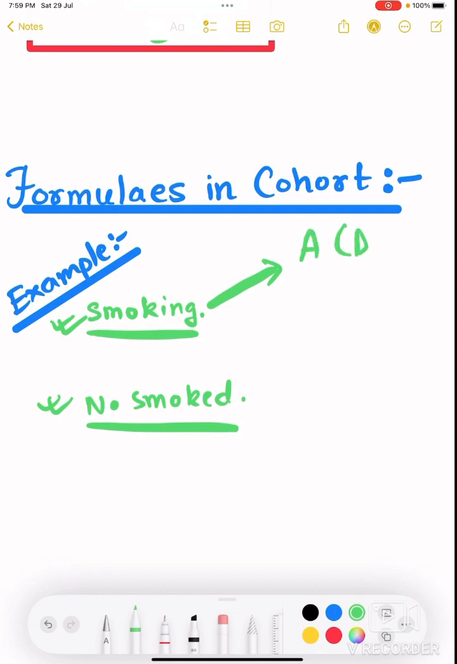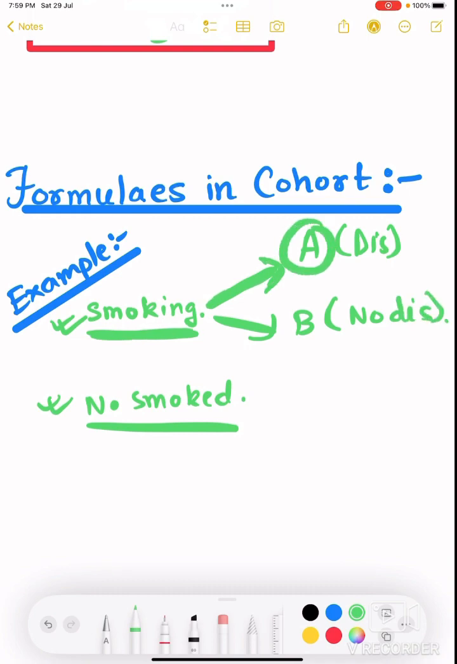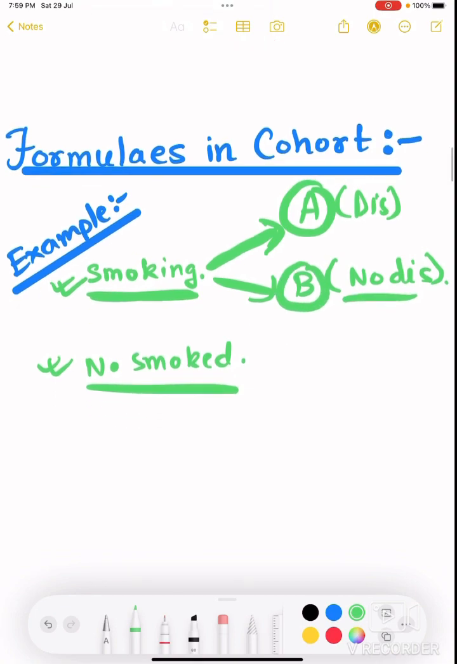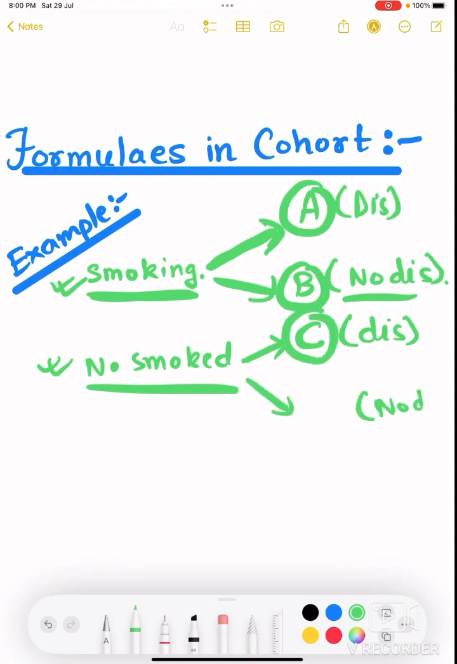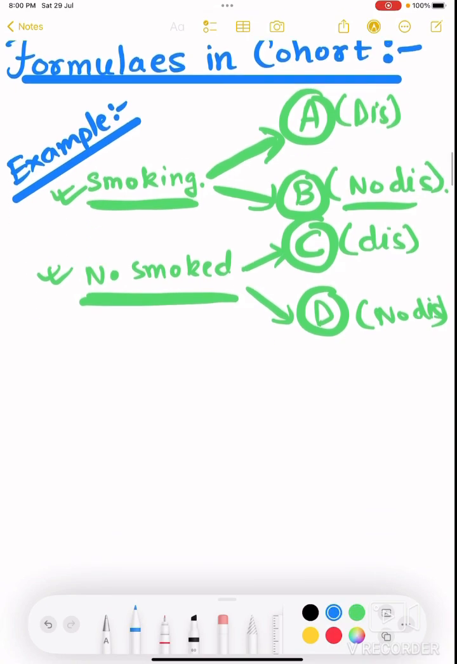Now A denotes who developed disease, B denotes who didn't develop the disease, right? They smoked and they developed disease, A. They smoked but they didn't develop the disease, B, right? Those who didn't smoke but still developed the disease, C. And those who didn't develop the disease and never smoked, D, right? So starting with relative risk, right?